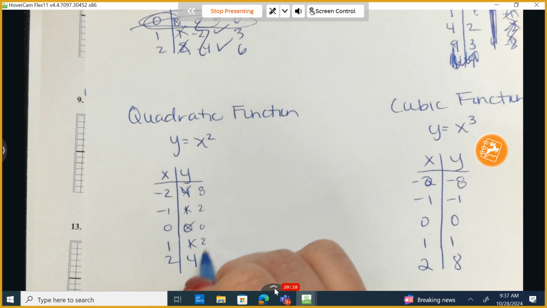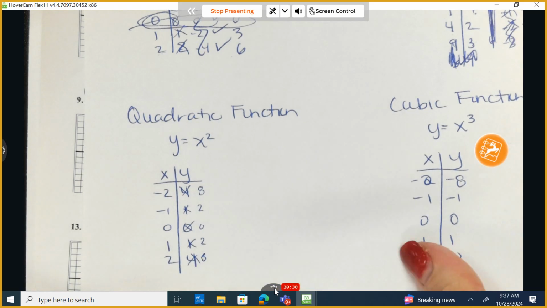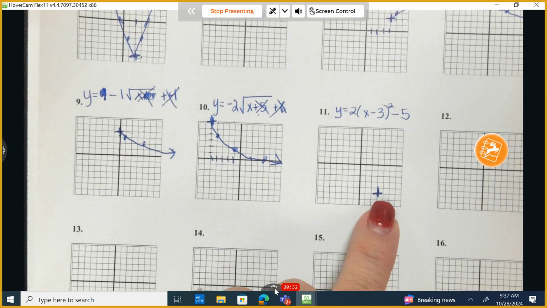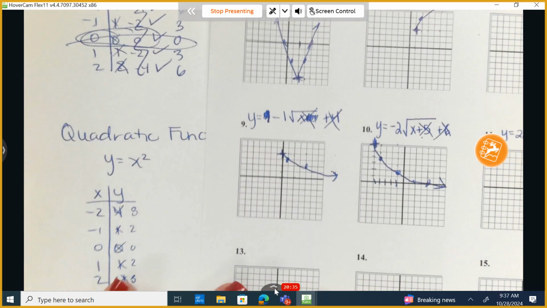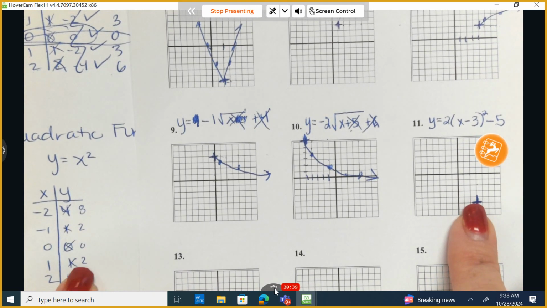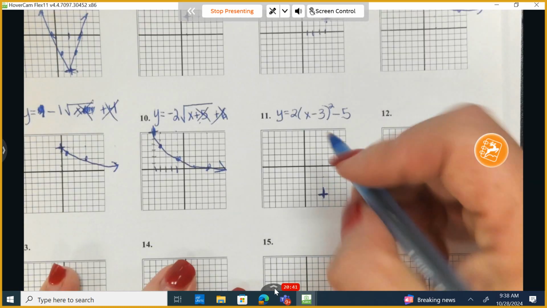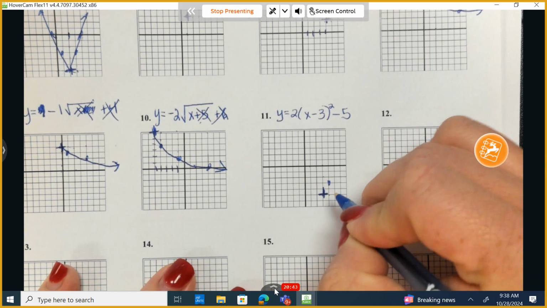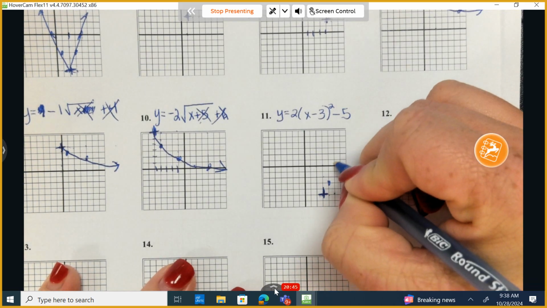And 0, and 2, and 8. And I'm going to use these ordered pairs. So 0, 0 is always going to be my bullseye. Now, they're just 0, 0. I'm going to go right 1 and up 2, and right 2 and up 8. So over 1, up 2, and over 2, and up 8.